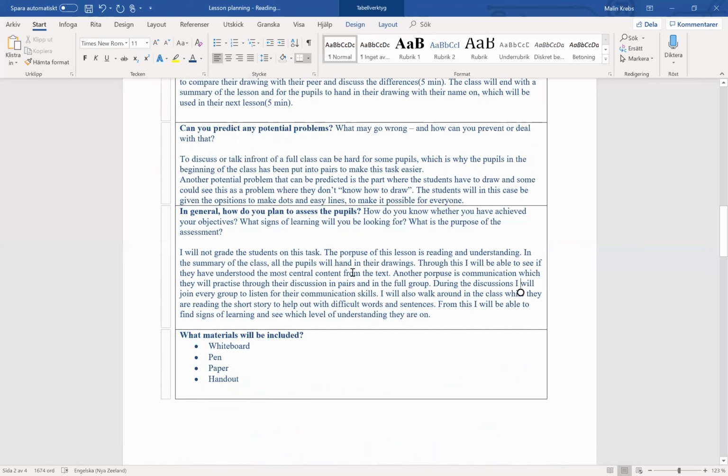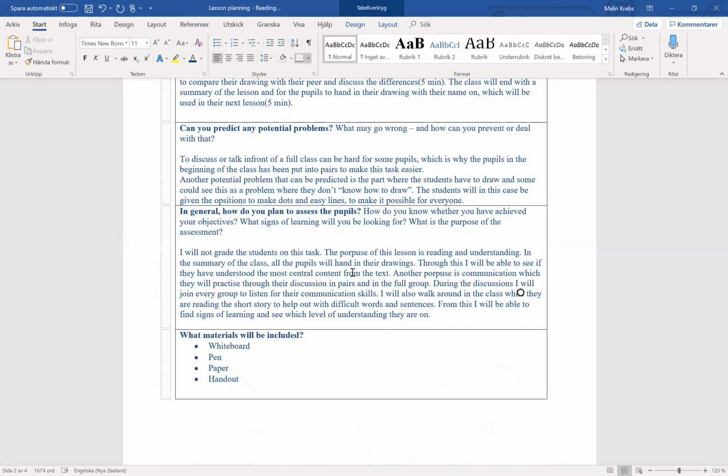Some problems that can be predicted in this class is that to discuss or talk in front of a class can be hard for some pupils, which is why the pupils in the beginning of the class have been put into pairs to make their task easier.